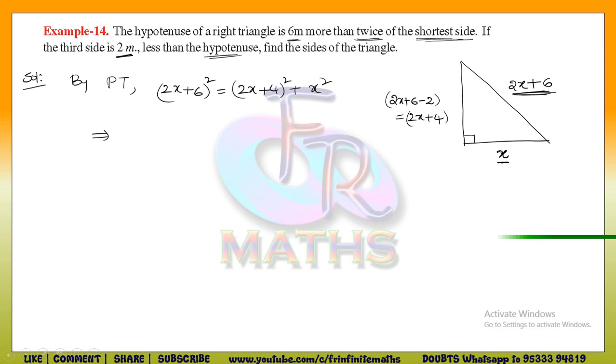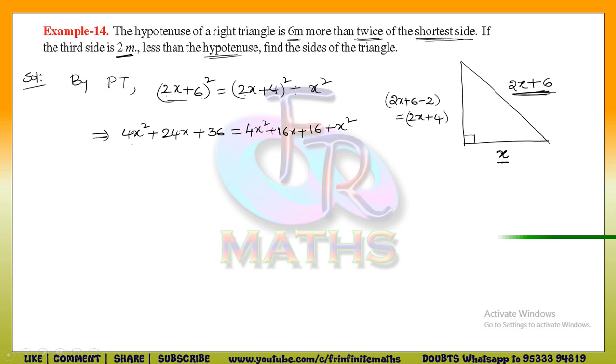Now on expanding this equation, we are going to have 4x square, 2 6s are 12, 12 2s are 24x plus 36, because (a + b) square is a square plus 2ab plus b square. Here also I am going to have 4x square plus 2 4s are 8, 8 2s are 16x plus 4 square is 16 plus x square.